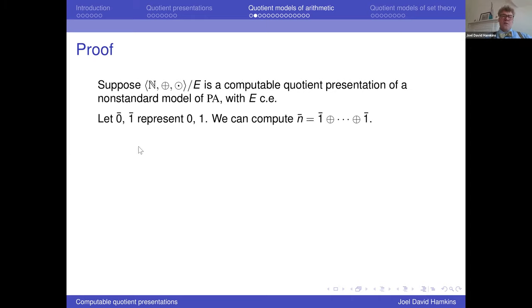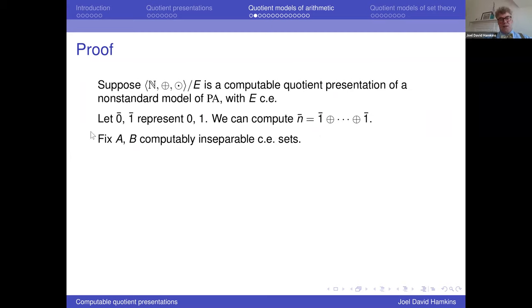Okay, so of course there's some natural number that's representing the number zero and some other number representing the number one. And because this plus operation is a computable operation, we can compute the number that's going to represent n. For any n, we can compute a representative of n. Of course, it might have many representatives, and this is just going to be one of them. But we can compute one of them, is the point, using the fact that plus is computable.